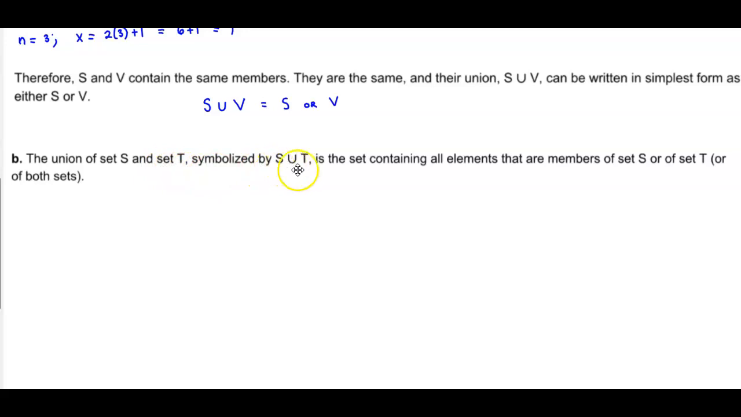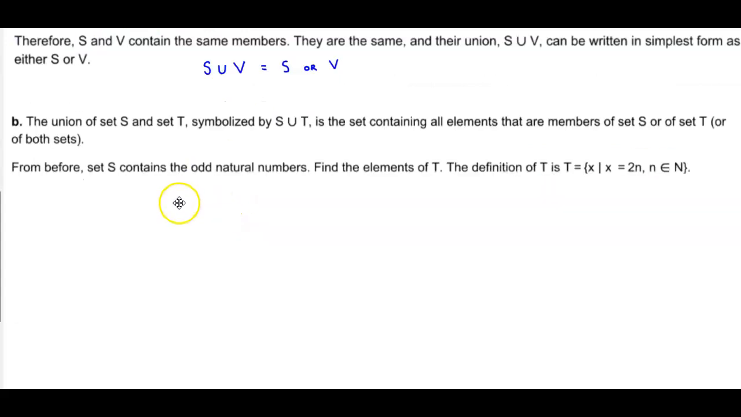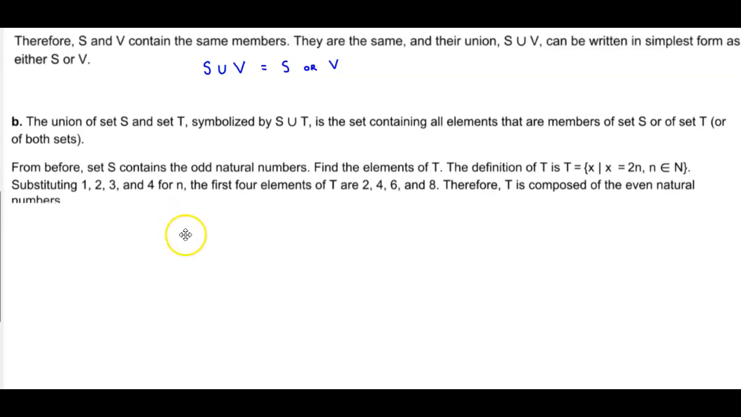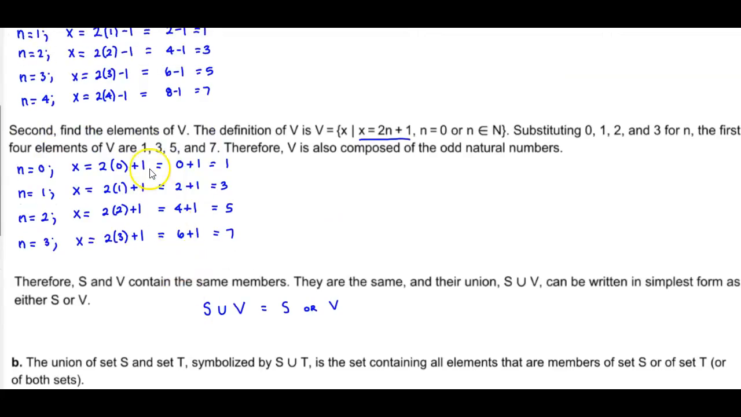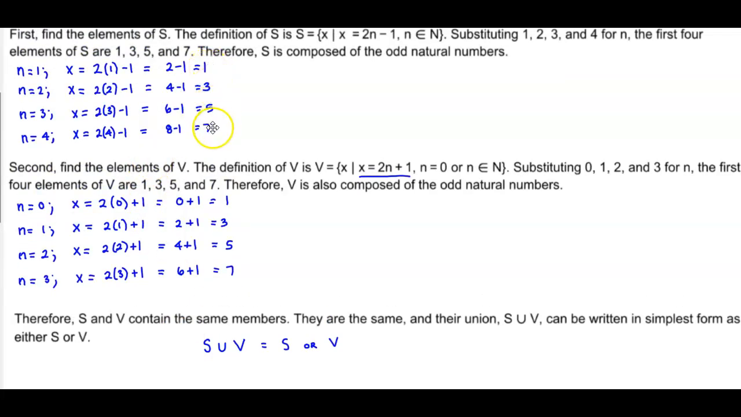symbolized by S union T, is the set containing all the elements that are members of the set S or of the set T or both sets. Now, from before, the set S contains the odd natural numbers. So, remember that it contains the odd natural numbers. And that means that what we found from the previous step up here, 1, 3, 5, and 7.